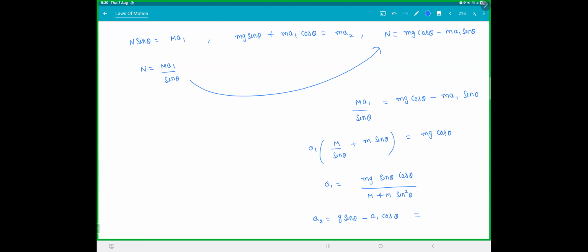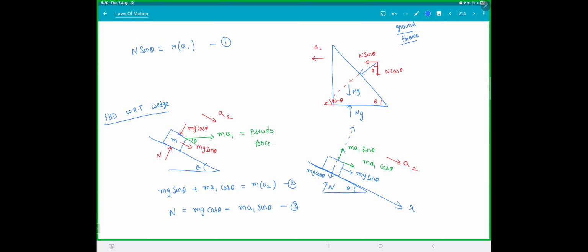Is this clear, everyone? So once you got the equations, it's just a matter of solving. So write the forces, resolve them in the horizontal and vertical directions, write the equations and solve. Clear with this? Great. Next thing.